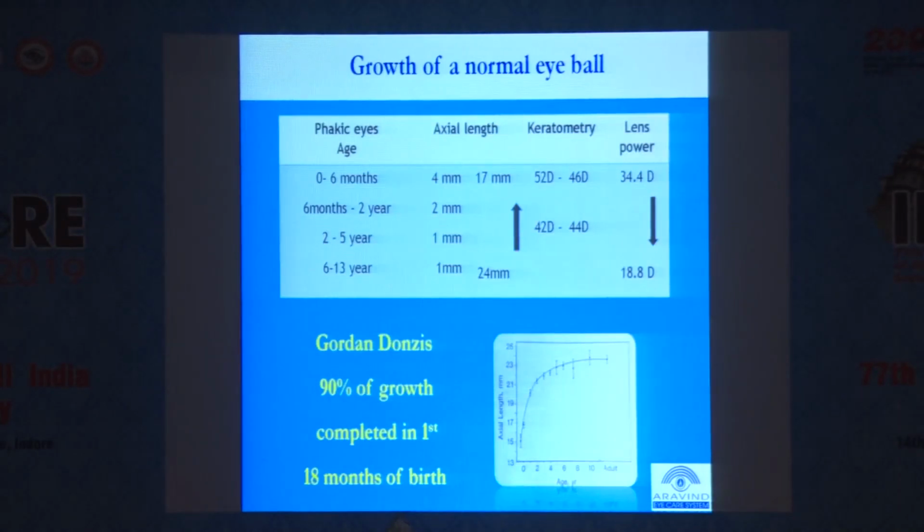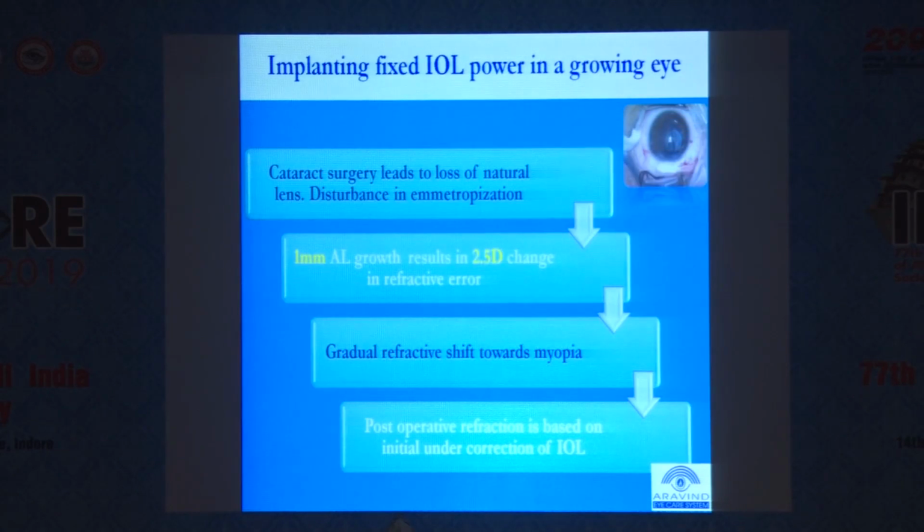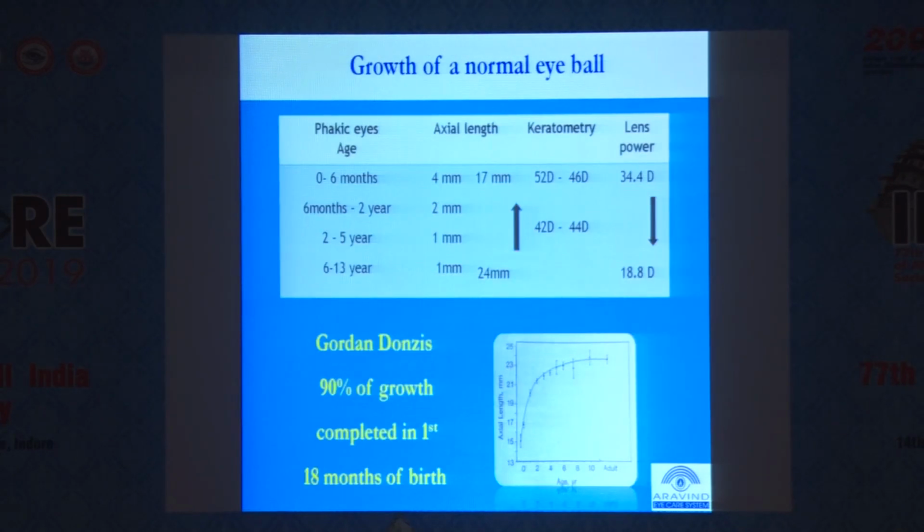Just briefly on the growth of the normal eye. As the child grows, from birth as an infant to late childhood, till 13 years of age, there is an increase in the axial length, we know, from 17 to 24 millimeters, and the lens power gradually reduces from 34.4 to 18. Gordon and Donzis showed that 90% of the growth is completed in the first 18 months after birth.